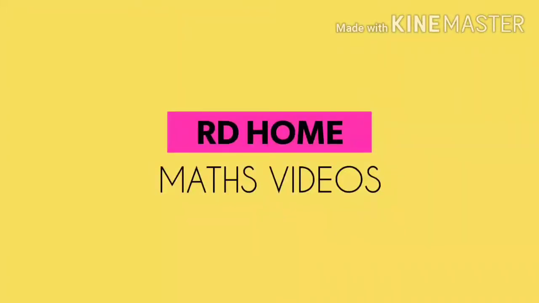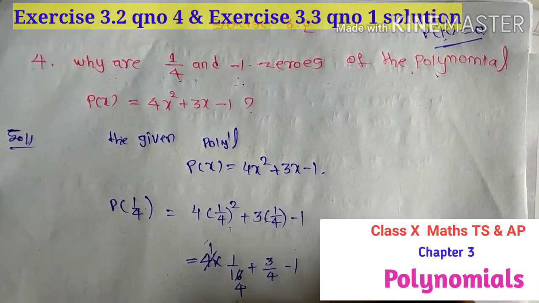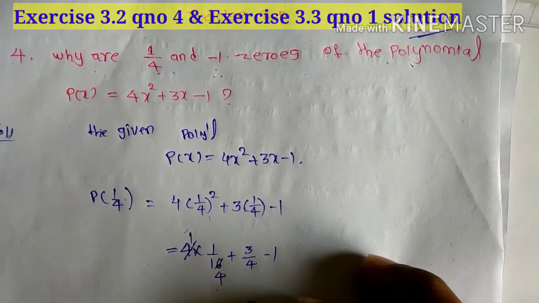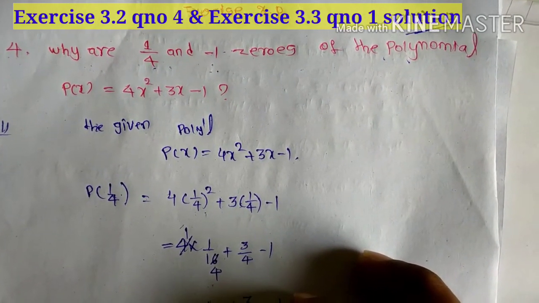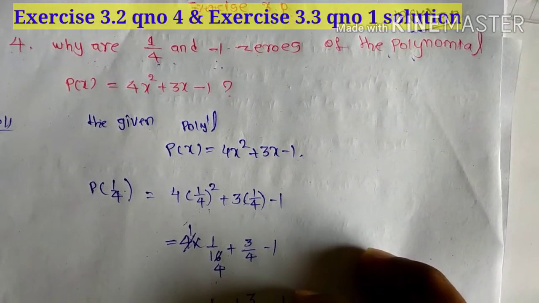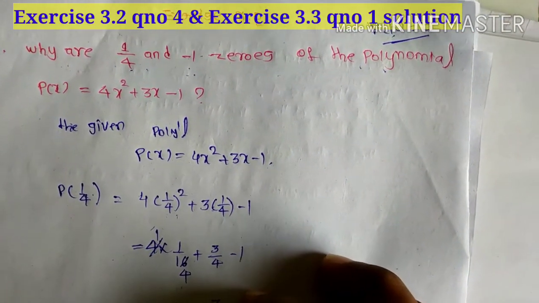In this video, I will explain chapter 3 Polynomials exercise 3.2. Now you can see here exercise 3.2 question number 4. Are 1 by 4 and minus 1 zeros of the polynomial p of x is equal to 4x square plus 3x minus 1? First of all, you can recall the zeros of the polynomial definition.